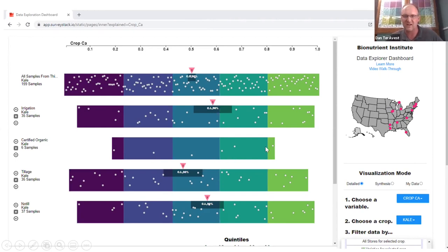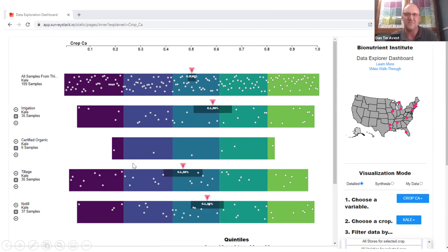So I've got certified organic here. I don't have enough observations in this particular case to have a mean, but it does look like it shifted up. The second to lowest bar is tillage, and if I compare it, it's shifted slightly down from the average. Then this last bar at the bottom is no-till, and again, you can see there's a shift up in the observations compared to the full data set average and compared to the tillage average. You can also see how many observations we have for each of these management types. I've got 37 observations of calcium in kale under no-till and 35 for tillage.